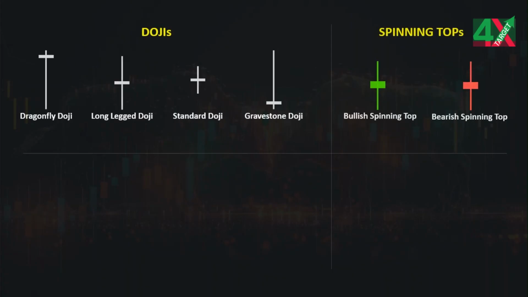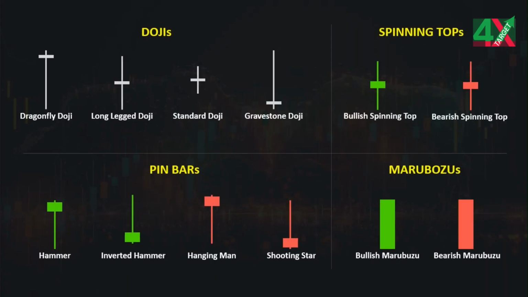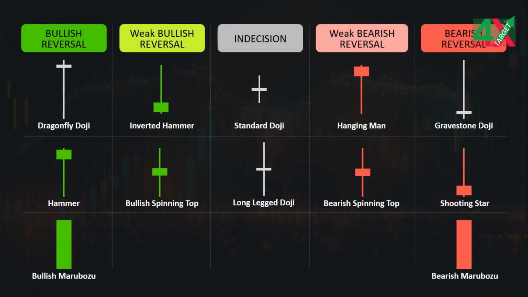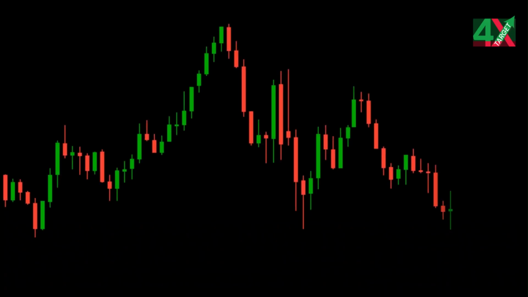Let's categorize single candlestick patterns by their reversal strength. Dragonfly Doji, Hammer and bullish Marubozu are bullish reversal patterns. Gravestone Doji, Shooting Star and bearish Marubozu are bearish reversal patterns. Now, let's put this knowledge into practice with real chart examples.